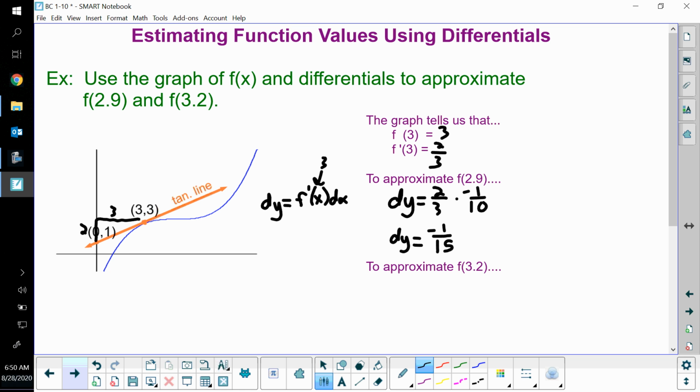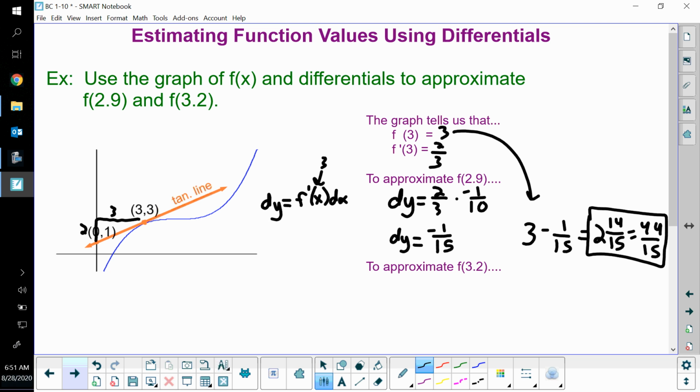Now keep in mind, this is the approximate change in the y value. Last question, that's what they wanted. This question, that's not what they want. They want to actually know what is the new y value. To figure that out, we just take our y value at the point of tangency and apply the approximate change in the y value to that. You could either call this 2 and 14/15, or you could call it 44/15. Again, those are nice rational numbers, pretty easy to work with.